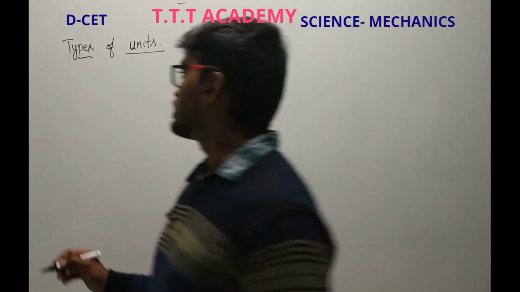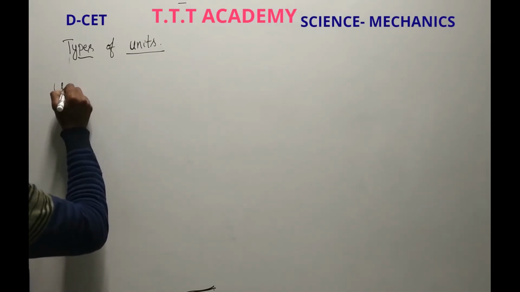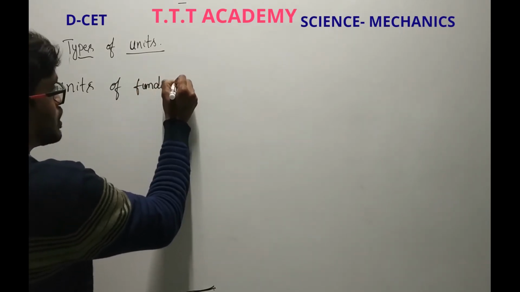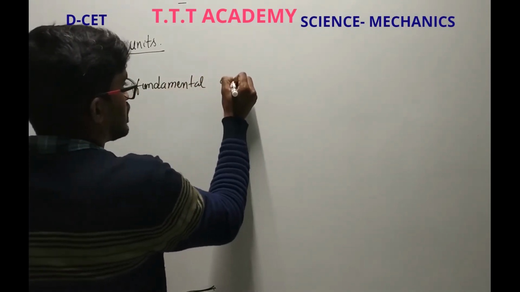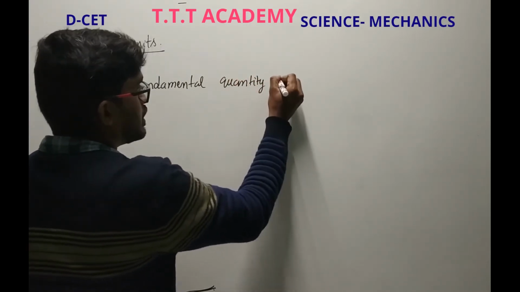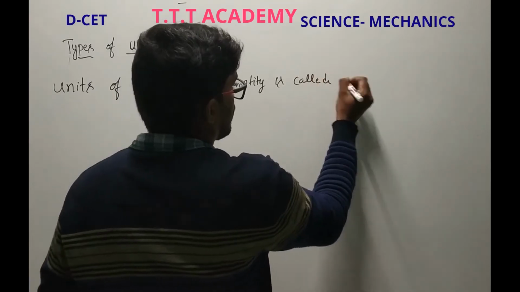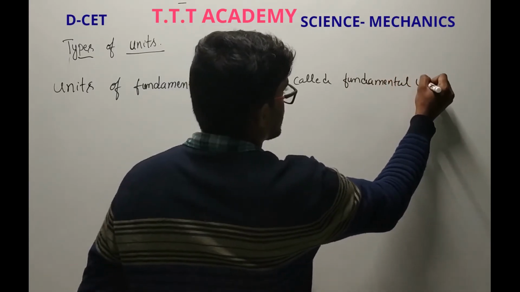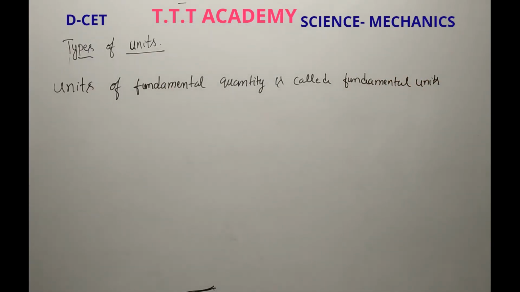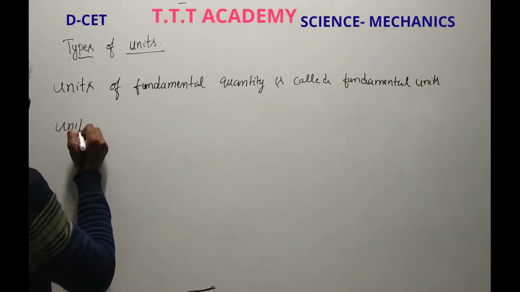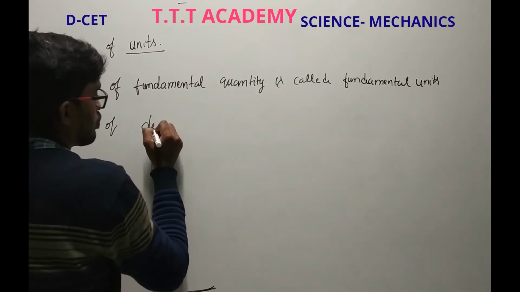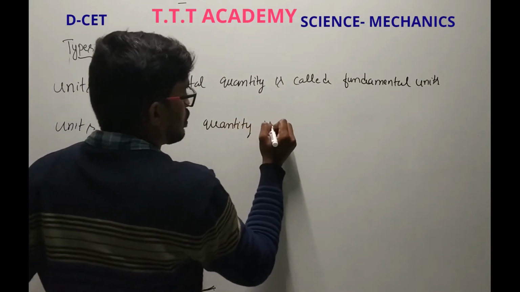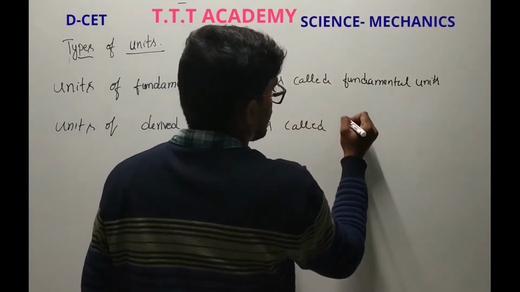Types of units. In these types of units, the first is the units of fundamental quantities. Units of fundamental quantities are called fundamental units. And similarly, units of derived quantities are called derived units.